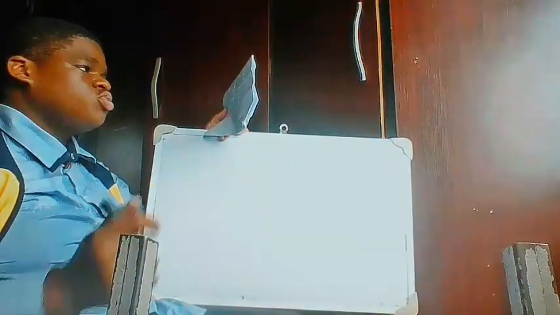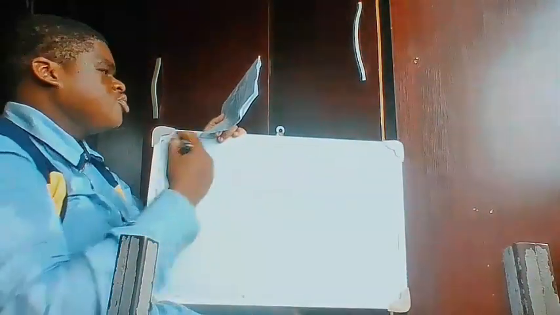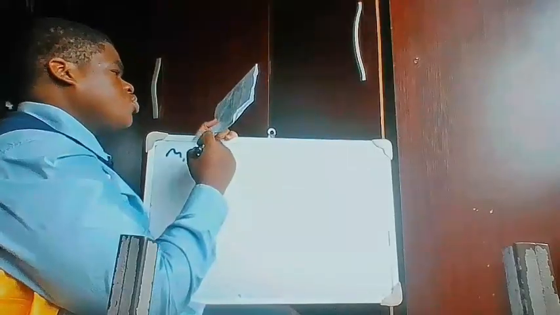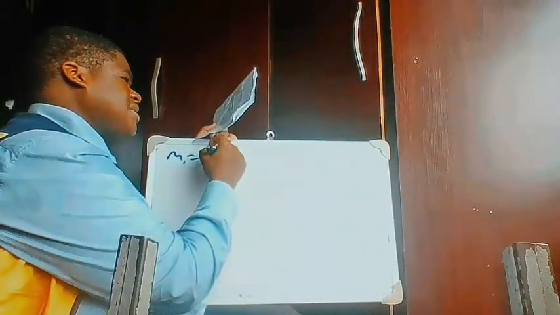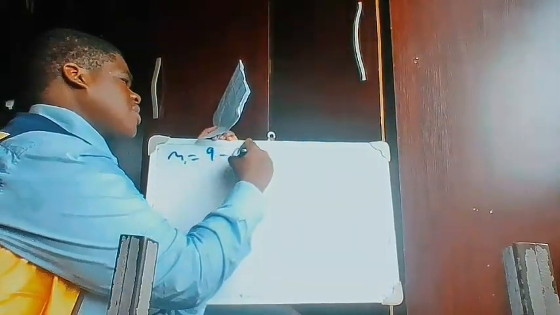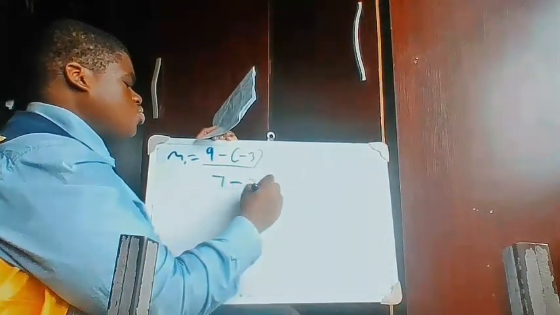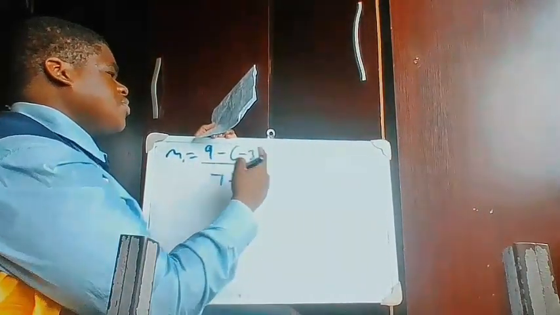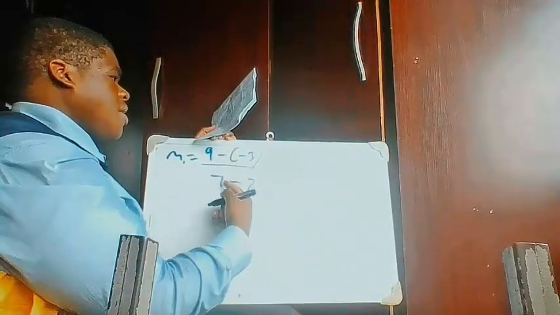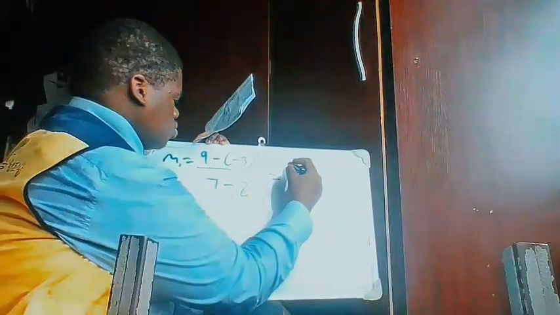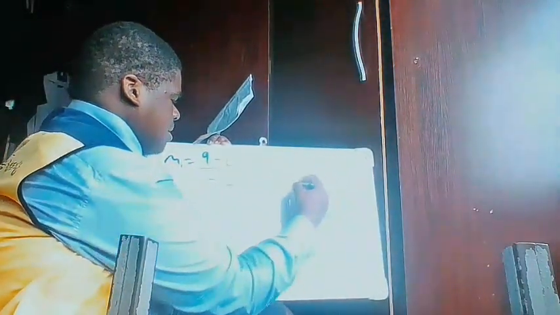First, we need to find our gradient M1. M1 is equal to the gradient of those 2 points. That is (9 minus -3) divided by (-1 minus 2). This is equal to (9 plus 3) divided by -3, which is equal to -4.